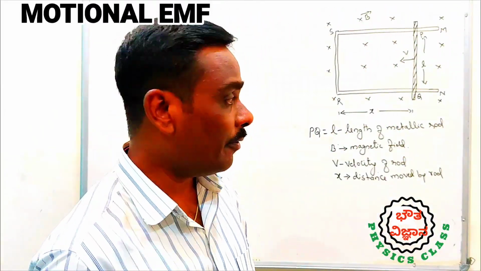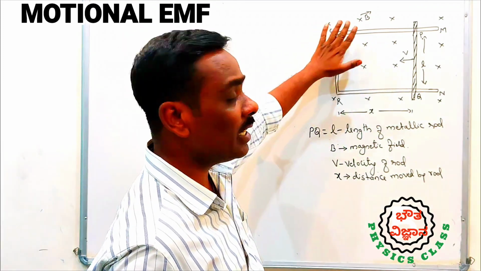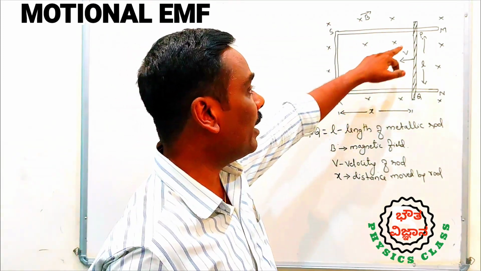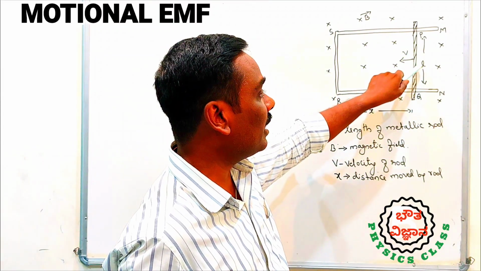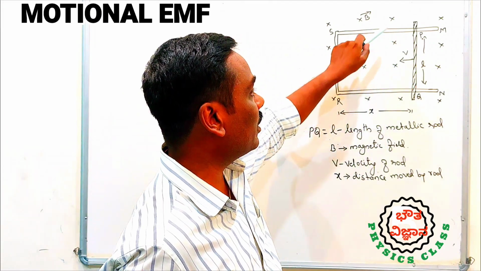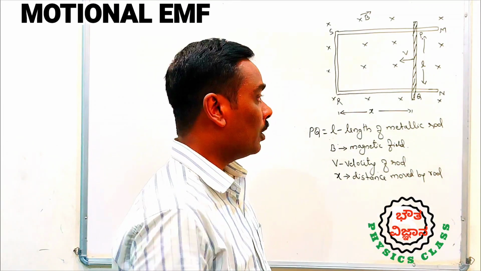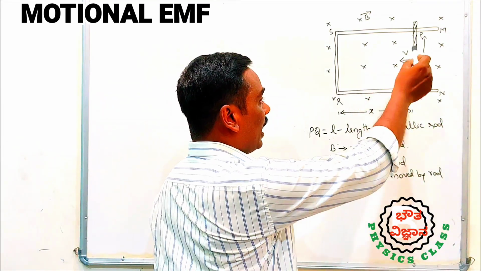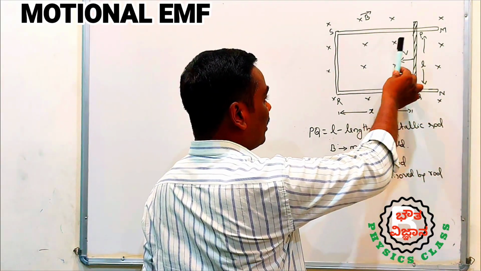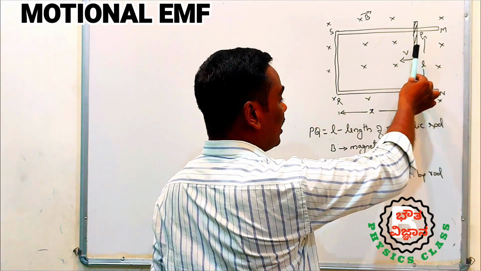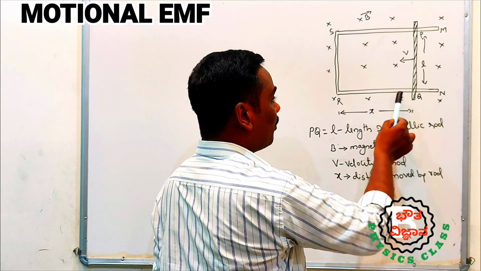Okay, for this derivation we have a very simple diagram. PQRS is a rectangular frame. In this rectangular frame a metallic rod of length L is moving in the magnetic field. The cross marks indicate that the magnetic field is into the plane of the board. The rod of length L is moving freely towards the left, so the velocity is in the negative direction of x. Here x is the length moved by this rod.